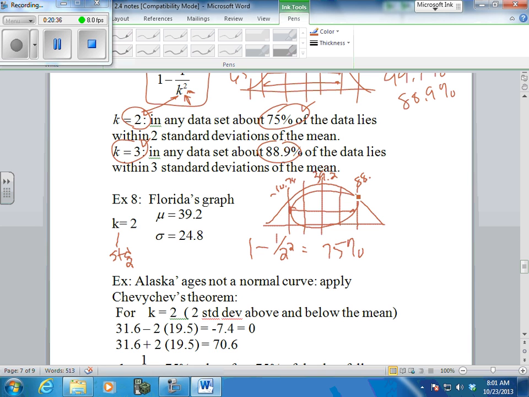We can't give it that 99.7. We can't give it the 95. We can't give it the 68. We'll never get the 68. That's too low for them to zero in on. So Chebyshev's has a very, very one-size-fits-all type of thing.